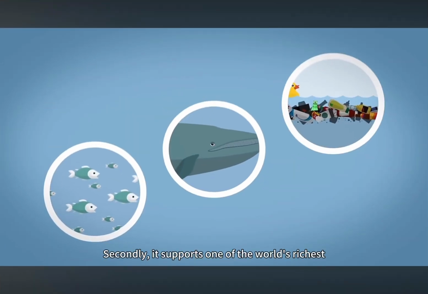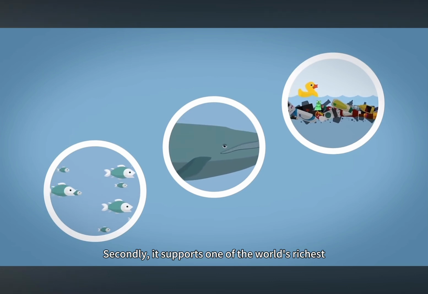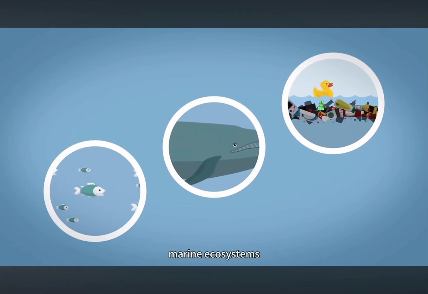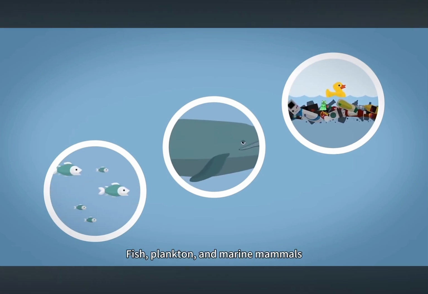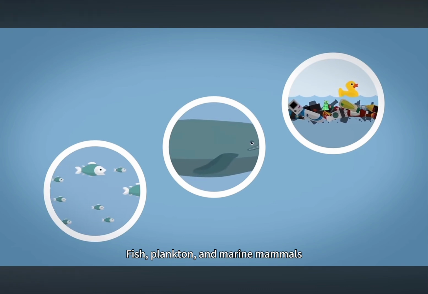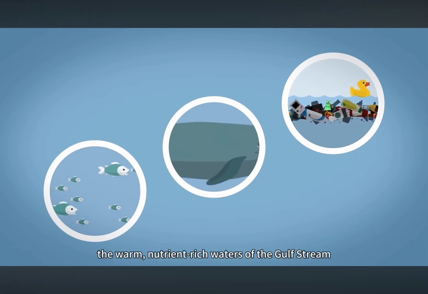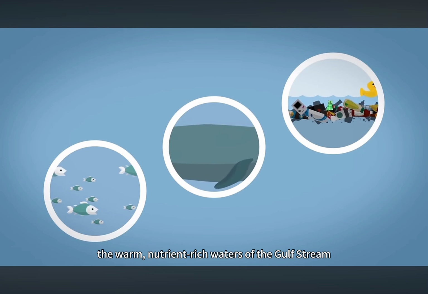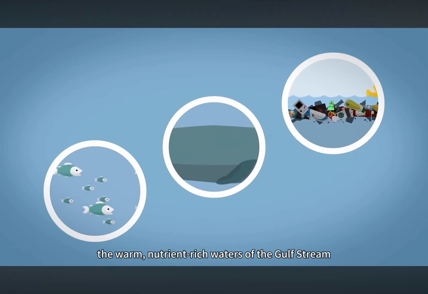Secondly, it supports one of the world's richest marine ecosystems. Fish, plankton, and marine mammals all depend on the warm, nutrient-rich waters of the Gulf Stream.